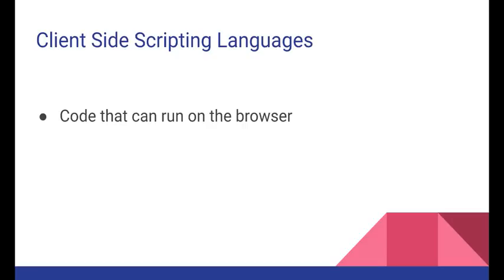Client-side scripting languages are usually code that can run in the browser. Client-side languages are code that can run in a user's browser. This allows web pages to change dynamically. An example would be allowing the user to input their name on a web page and having that displayed on the page.